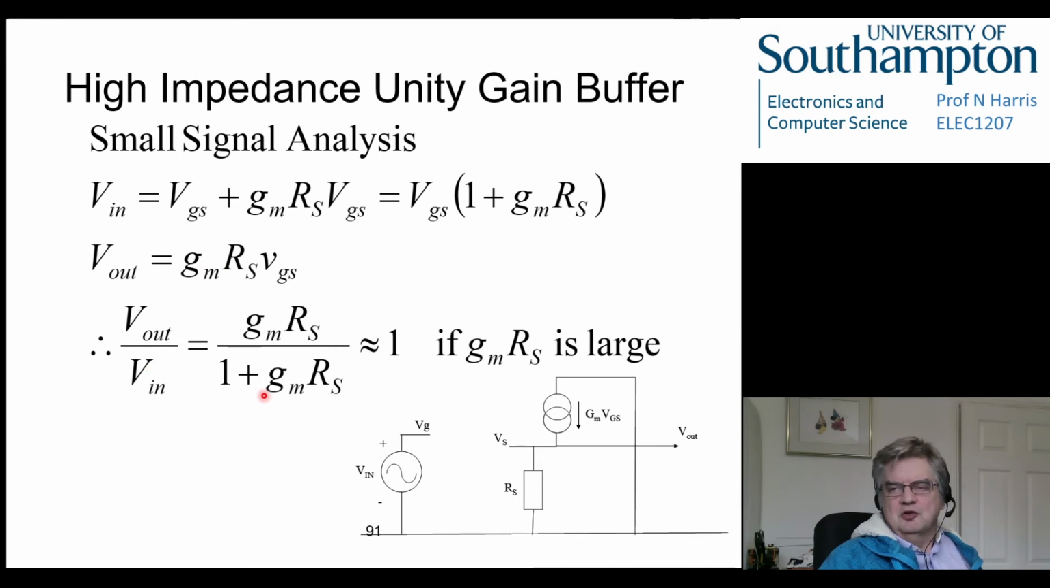Then if we make the substitution for VGS to get V out over V in, so we've seen this many times now, we get gm RS over 1 plus gm RS. So the relationship between V out and V in is equal to 1, which means V out equals V in if gm RS is large and we can ignore this here. Same kind of thing. So that's what we're heading for.